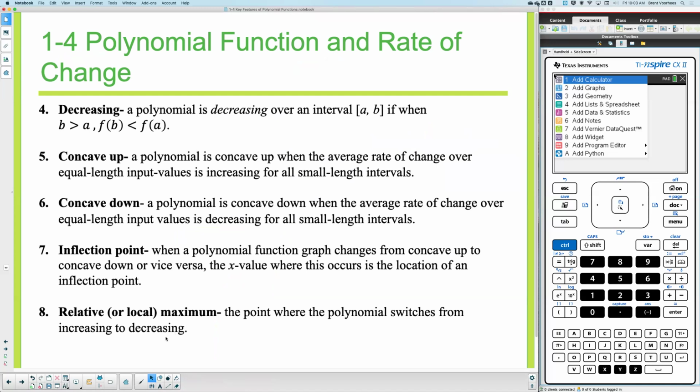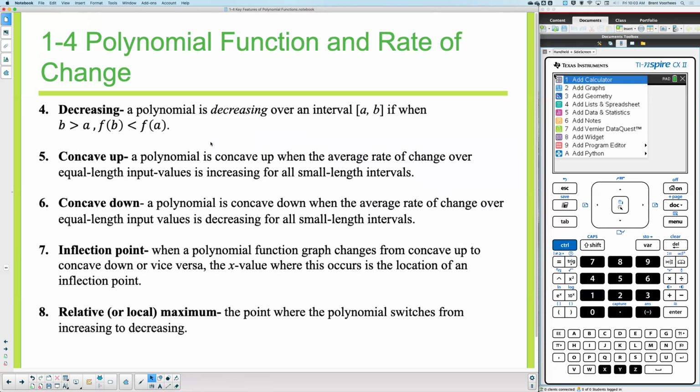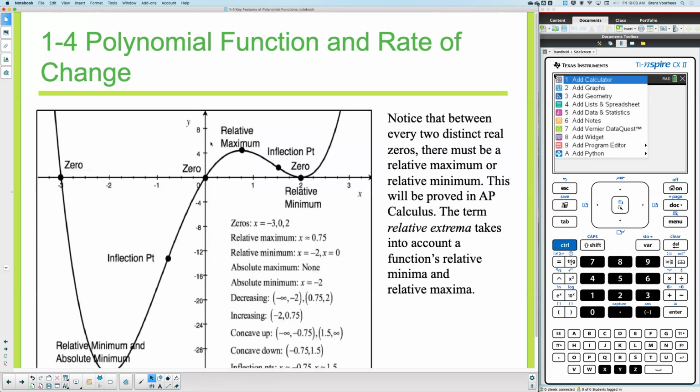Because we don't have jagged edges, everything's rounded. It's going to look like a rounded hill if it's a maximum, the top of a hill, or a minimum will be the lowest point of a valley, like if you're going through a valley. And again, nothing's jagged, everything's smooth. So the very bottom of that. Also, we could have maximums and minimums at endpoints, which I'm about to show you in a second. Okay, so there's all your vocabulary words. You can look back at these at your leisure.